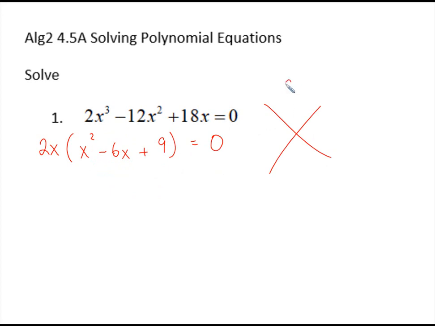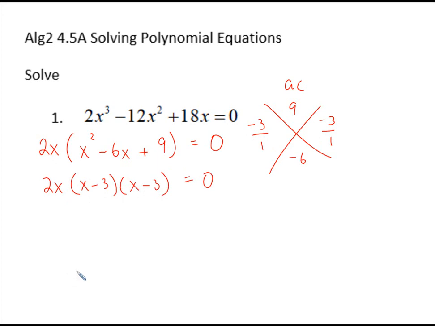So a times c, that gives us 9, trying to get a negative 6. So it looks like what's going to work for us? Negative 3 times negative 3, right? Divide by a, which is 1. So our factors are going to be x minus 3 times x minus 3.